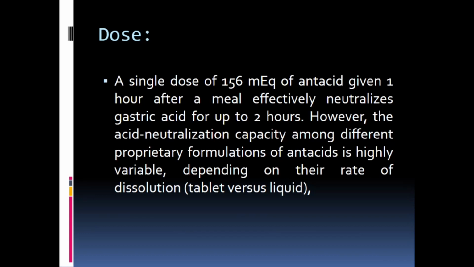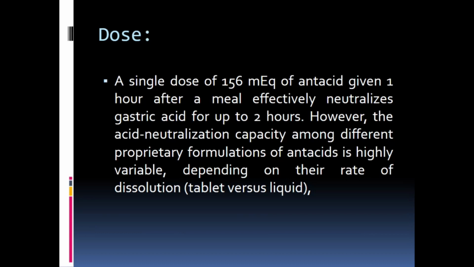It will remain for 2 hours. However, acid neutralization capacity among different proprietary formulations of antacid is highly variable. Although it is written that the duration of action is 1 to 2 hours, acid neutralizing capacity can vary if we are using different products. For example, we prefer that a good international brand be used. A good brand, definitely, if you are paying more, you will get more results.